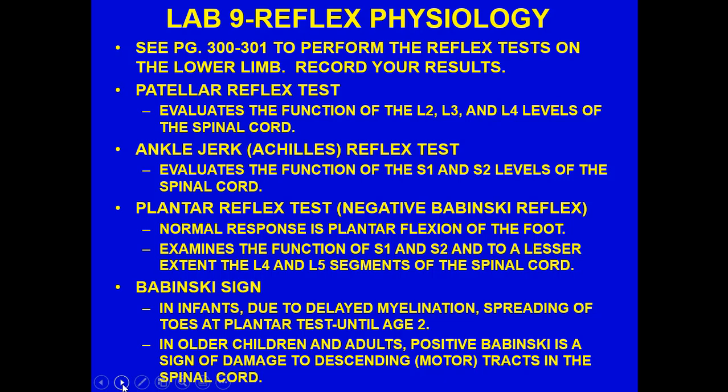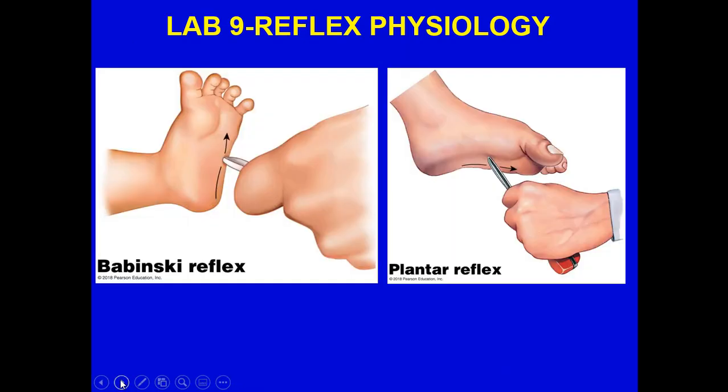Now, let me explain to you a little bit of how this is related to Babinski sign. In infants, because of the delay in myelination, with the plantar reflex test, you're going to have it opposite. So you're going to have the spreading of toes at the plantar test. This occurs until age 2. In older children and in adults, positive Babinski is the sign of damage to the descending motor tracts of the spinal cord. What you would have instead is a negative Babinski.